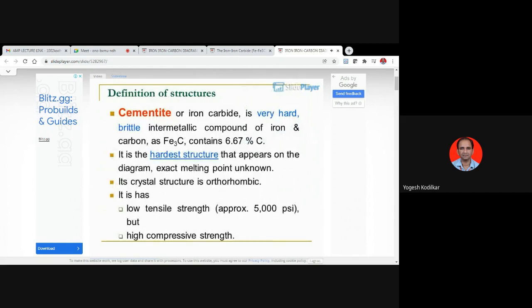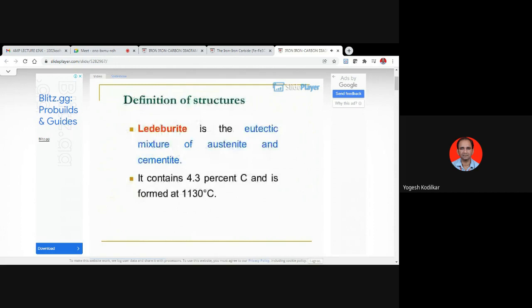Definition of structures. Cementite, or iron carbide, is a very hard, brittle intermetallic compound of iron and carbon, as Fe3C, containing 6.67% C. It is the hardest structure that appears on the diagram, exact melting point unknown. Its crystal structure is orthorhombic. It has low tensile strength, approximately 5,000 pounds per square inch, but high compressive strength.